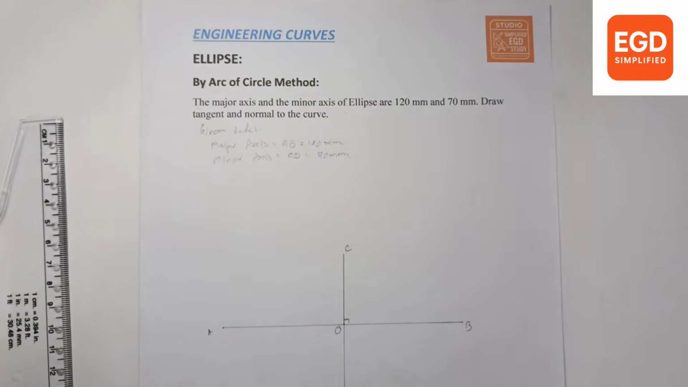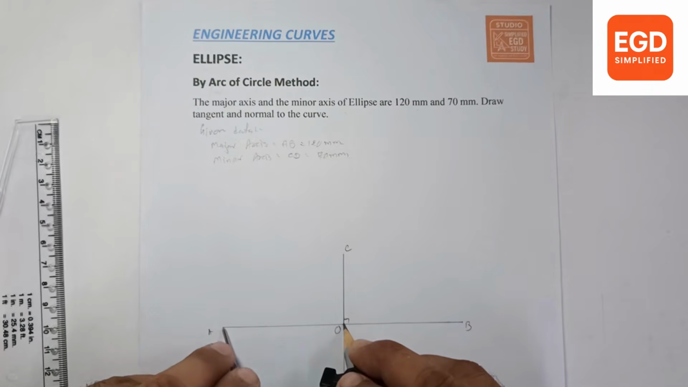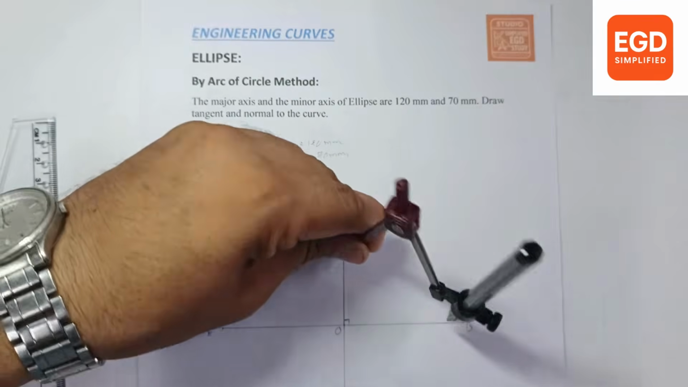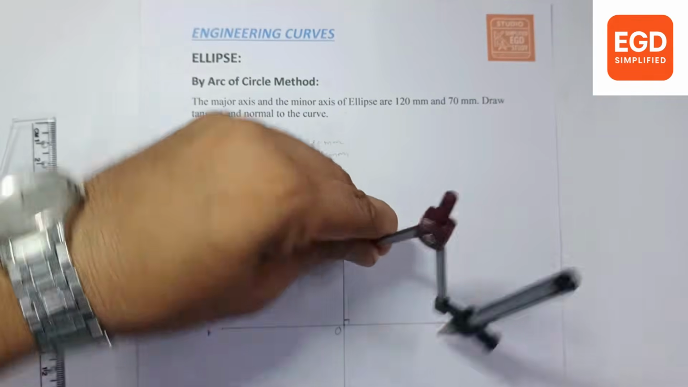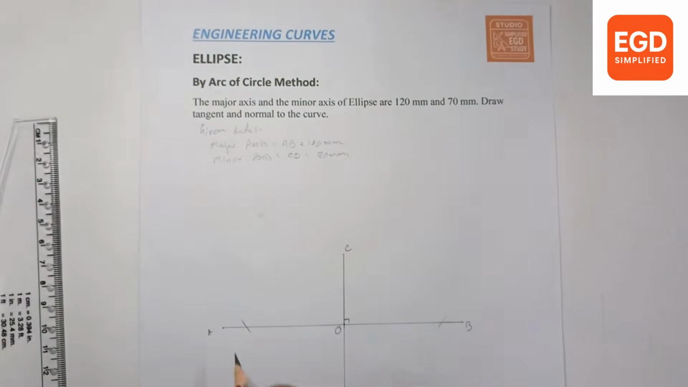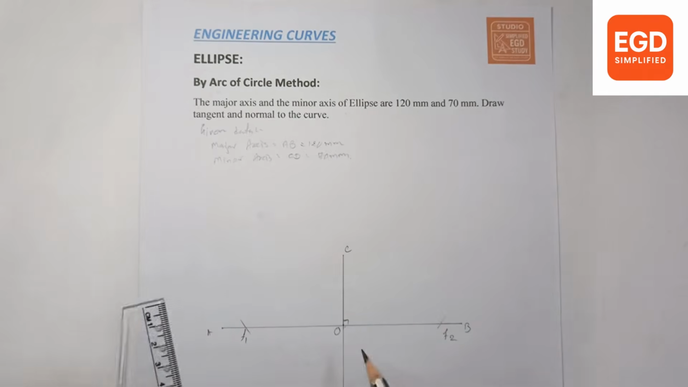Now first of all we have to define the positions of the focus points. So measure the distance OA, half of the major axis, put your rounder on minor axis point C or D and draw an arc on the major axis on both sides. Give the numbering F1, F2. Now we will divide the F1O and F2O distances into equal parts. Let's divide this distance into 3 equal parts.